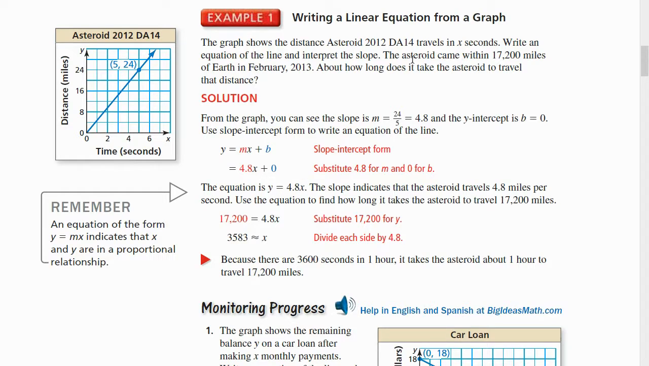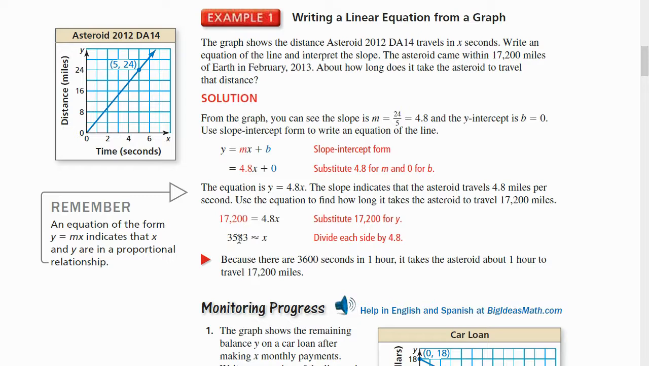4.8x. Now the question is, how long does it take it to travel? How long? X, solving for x. Distance is your output, your y, 17,200. Well, I can simply plug it in. 4.8x equals 17,200 miles. That's a y value. And then divide both sides by 4.8 to solve for x.